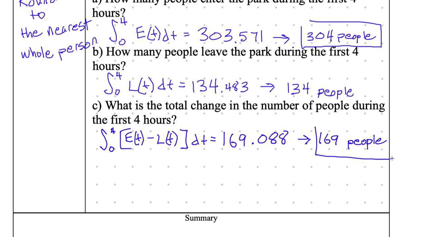On the test, should we write the unrounded number and the rounded number? If you write the rounded number, you'll get the points. They don't really care if you do the unrounded number. Okay.